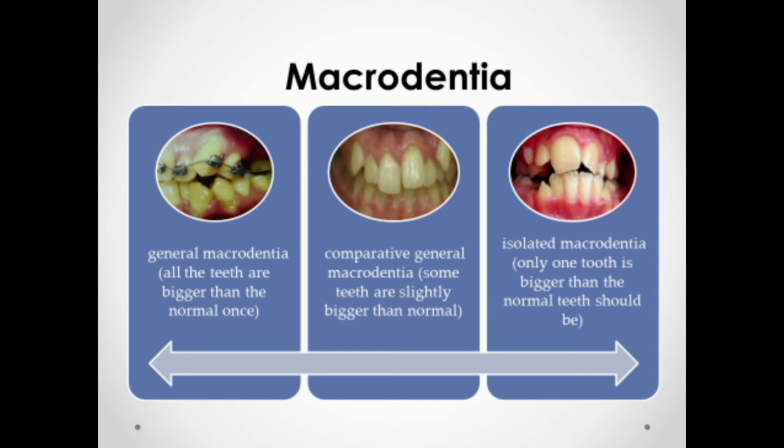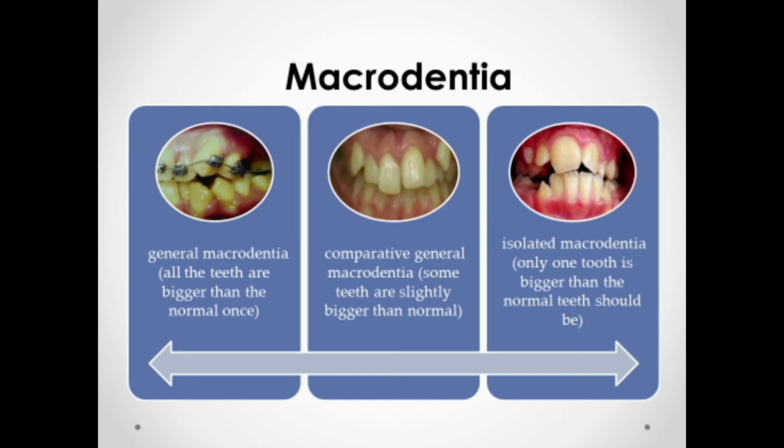Macrodenture is a condition that defines too big teeth. It can be categorized into three groups. General macrodenture, all the teeth are bigger than the normal ones. Comparative general macrodenture, some teeth are slightly bigger than normal. Isolated macrodenture, only one tooth is bigger than the normal teeth should be.